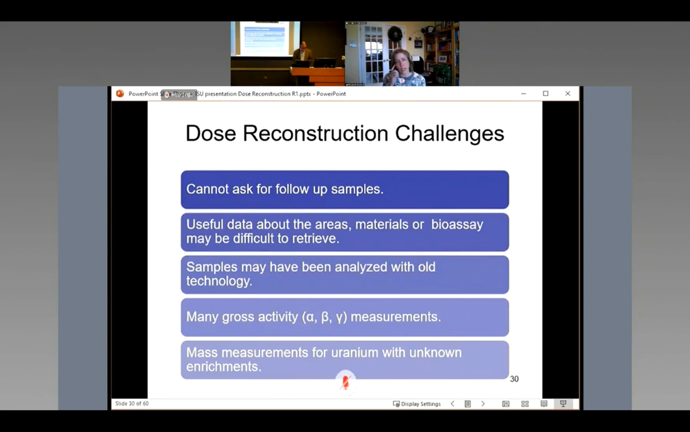So some of the challenges that we have is we can't ask for follow-up samples. Useful data about the areas, the materials, or bioassay may be difficult to retrieve, especially when we're looking at the older historical records. Samples might have been analyzed with old technology. For example, in the early days, there are a lot of gross alpha and gross beta measurements. You can't calculate a dose from an alpha measurement. You need to know what the nuclide is. There are also a number of mass measurements that were done for uranium where we don't know what the enrichment is, so some kind of assumption needs to be made.